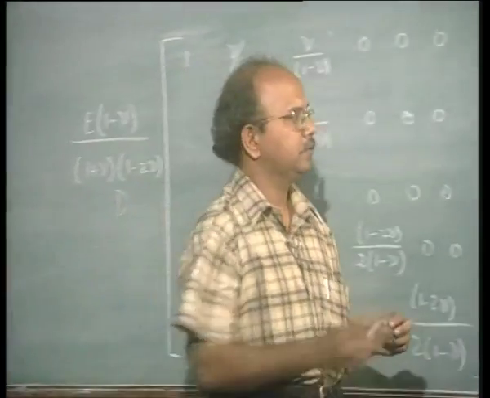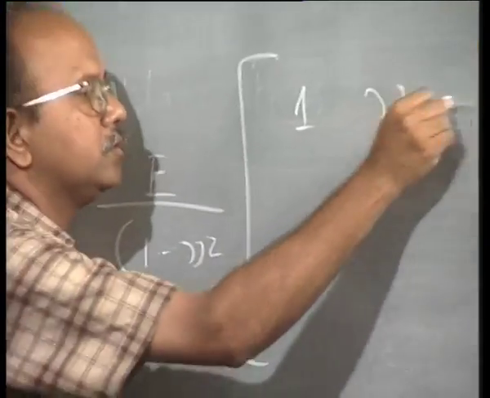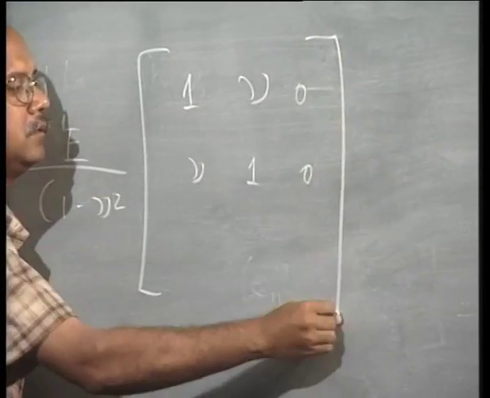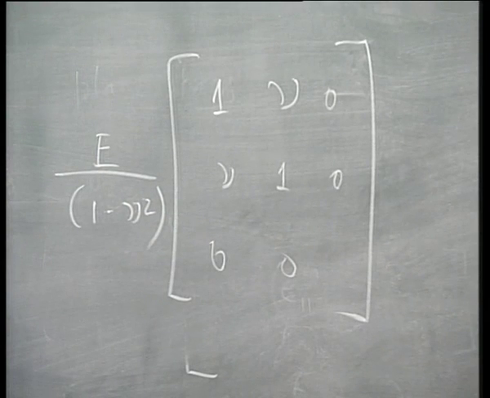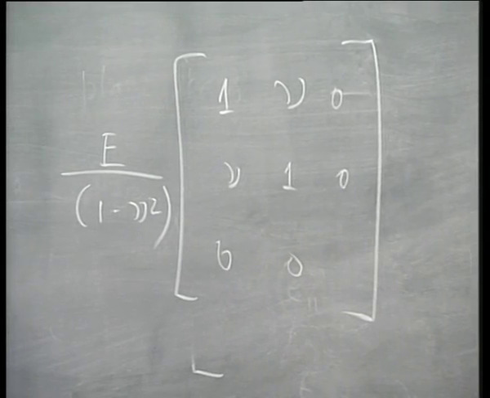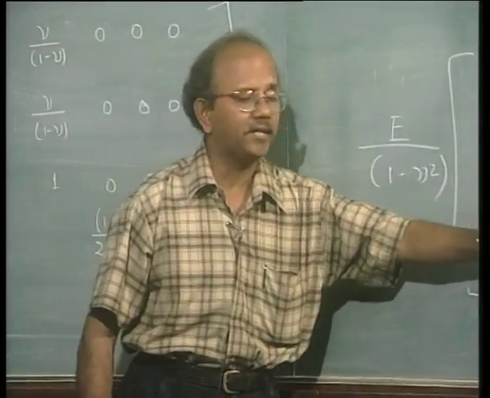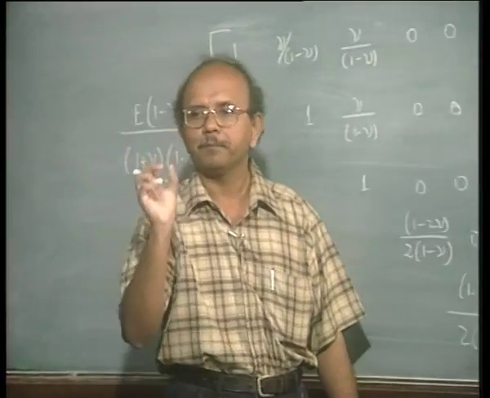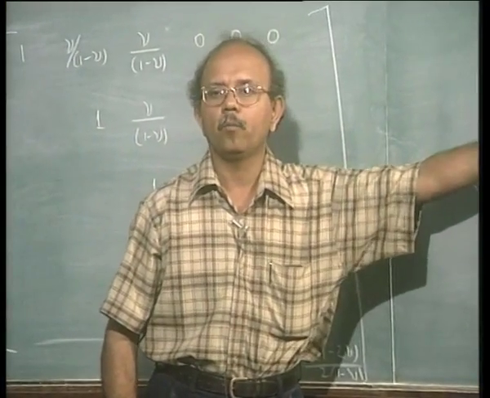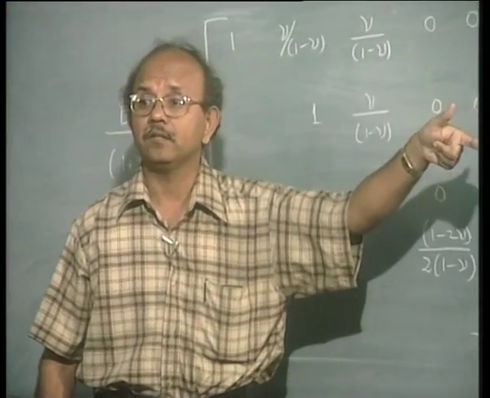Has anyone completed it? E divided by 1 minus nu squared into 1 nu 0, nu 1 0, and what will happen to this 0 0, what will happen to gamma 1 2, what will happen to this term, whether plane stress or plane strain? In other words, what will be the entry here? What should come at that place? Please note that at other places 1 1, 2 2 and all that are affected because sigma 1 1 will affect 2 2 and 3 3.